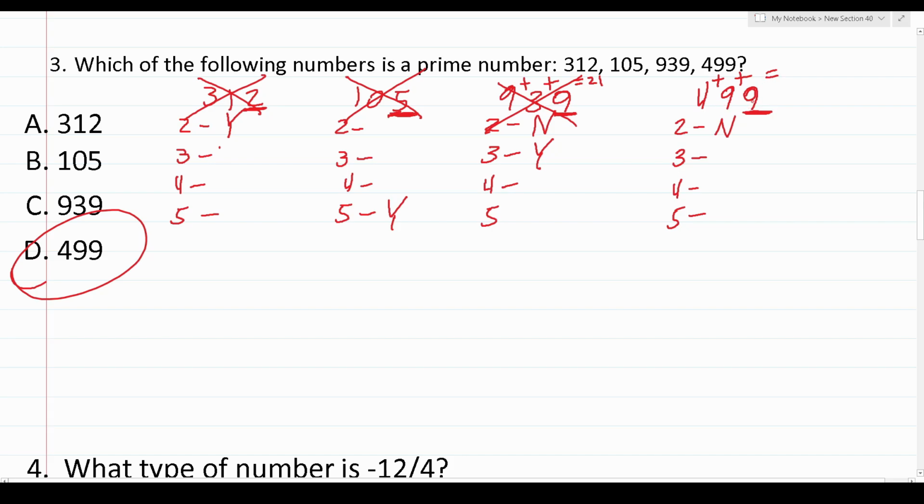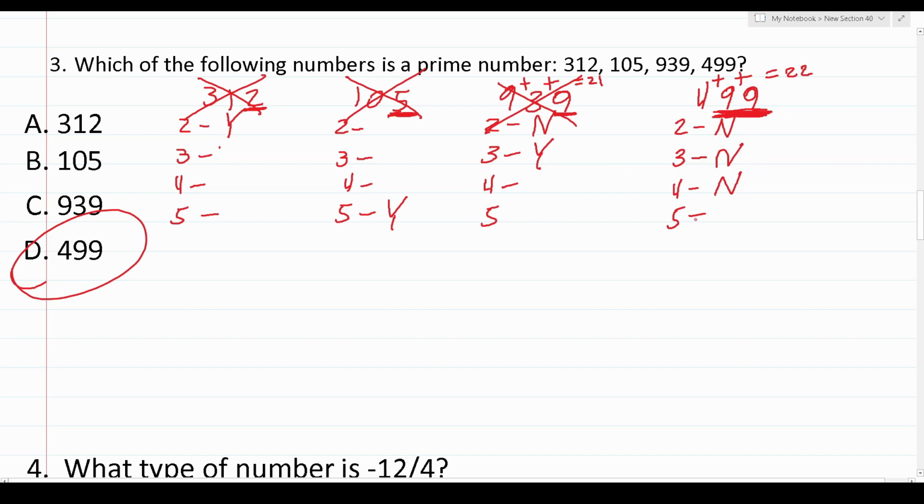9 plus 9 is 18, 19, 20, 21, 22. 22 is not divisible by 3. Therefore, I know 499 is not divisible by 3. To check if a number is divisible by 4, you look at the last 2 digits in the number, and if the last 2 digits are divisible by 4, then the number itself is divisible by 4. 99 is not divisible by 4, so I know 499 is not divisible by 4.